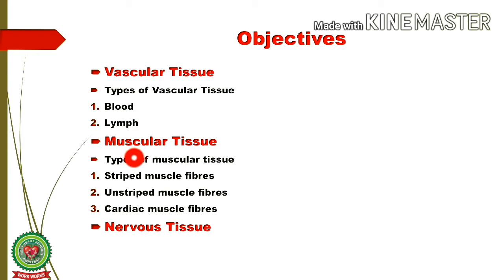We'll discuss in detail about muscular tissue, types of muscular tissue, that is striped, unstriped and cardiac muscle fibers. We'll also discuss in detail about nervous tissue.